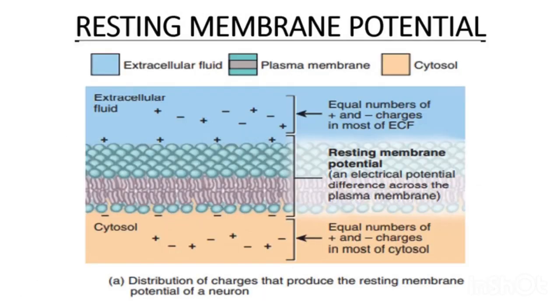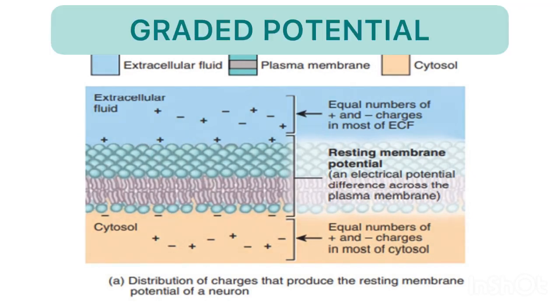So the difference between your resting membrane potential and your graded potential is that your graded potential occurs when there is a small deviation from the resting membrane potential. So it mainly occurs within the dendrites and the cell body.